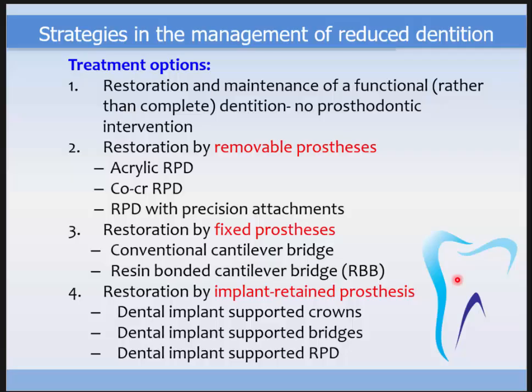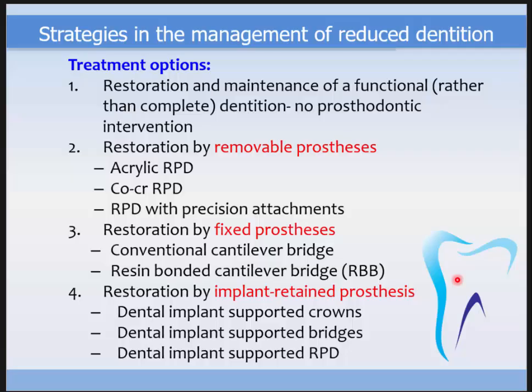Number 2, we can give the patient a removable prosthesis. It can be acrylic, or metal-based, commonly cobalt chrome. It can be a removable partial denture with precision attachment. I'm not sure how much you're exposed to this prosthesis, but I have some photos later on to show you what a removable partial denture with a precision attachment is.